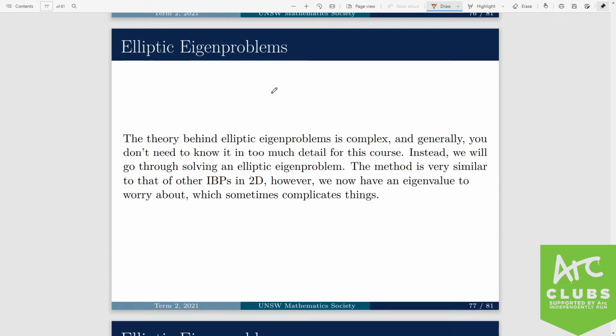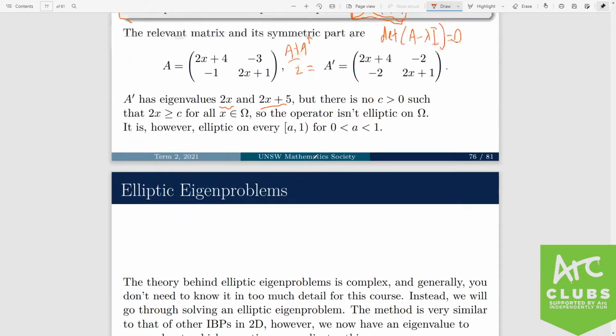So yeah, as I said before, I don't think they'll ask too much about elliptics. At most, they'll just ask you to find whether an operator is elliptic or not. In which case, you just do what I just did.